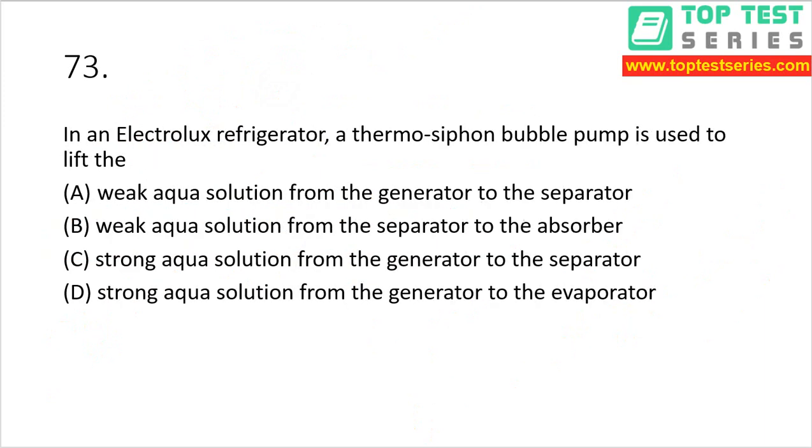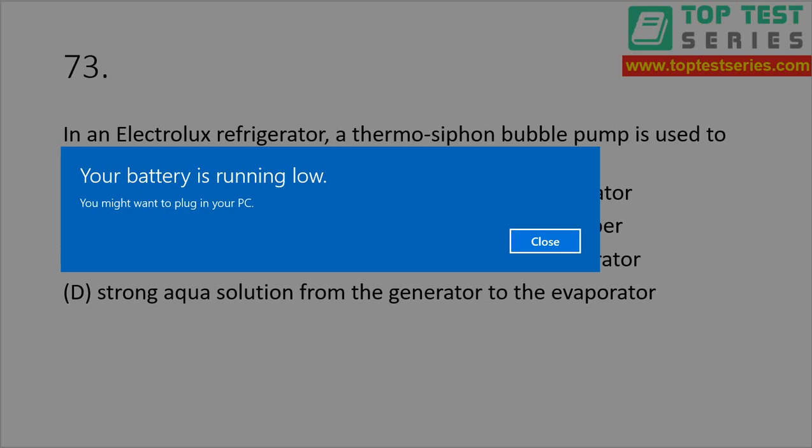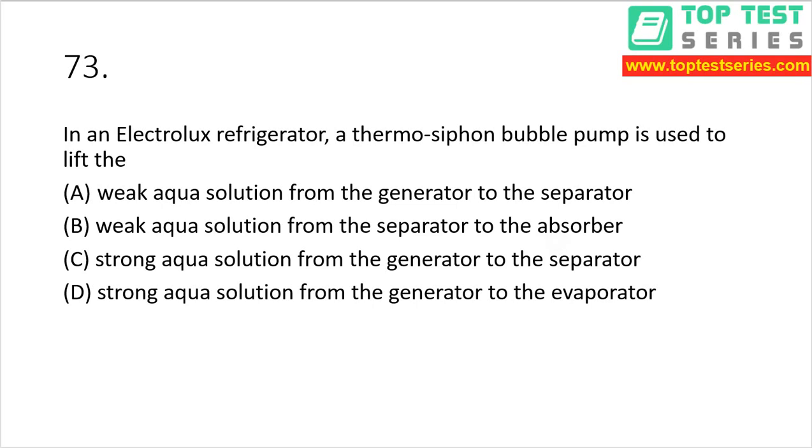Question number 73. In an Electrolux refrigerator, a thermo-siphon bubble pump is used to lift the. I mean, why do we use this pump in case of Electrolux refrigerator? That is what it is asking, basically, right? In case of Electrolux refrigerator, one trick you need to remember: we use a pair of refrigerants, right? How many pair of refrigerants? That is important, my dear, to know. And basically, Electrolux refrigerator is a noiseless operation. Remember that it is a noiseless operation. You must remember that, because I have seen questions asked from this, and we use a pair of refrigerants. What is the pair of that? Let me tell you, right?